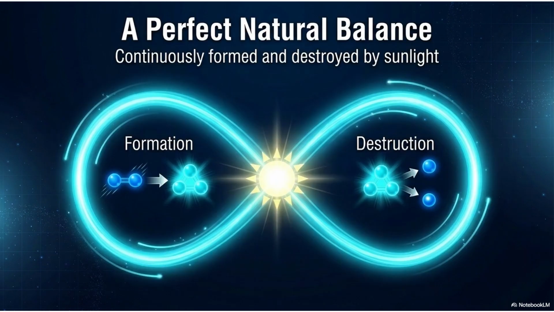But the story does not end after ozone is formed. Ozone is continuously being formed and destroyed naturally, and sunlight plays an important role in both processes. Some UV radiation helps produce ozone. At the same time, ozone absorbs UV radiation and can break apart again. So there is a natural cycle, that is formation, then destruction, formation, then destruction. Under natural conditions, this process maintains a kind of balance.